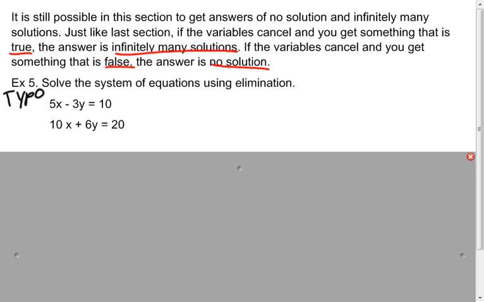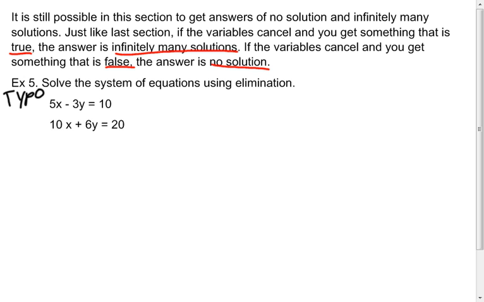Again, I had a typo, so let me fix it real quick. This is supposed to be 5x plus 3y. Don't forget to change that on your paper. And it's supposed to be 20 instead of 10. Okay, so that first equation is 5x plus 3y equals 20.